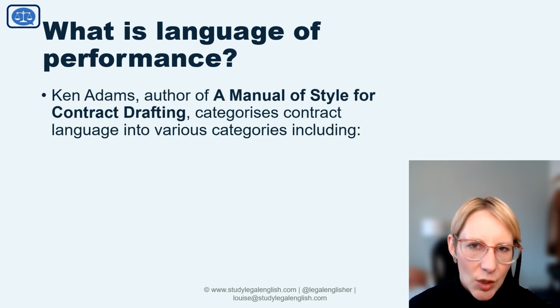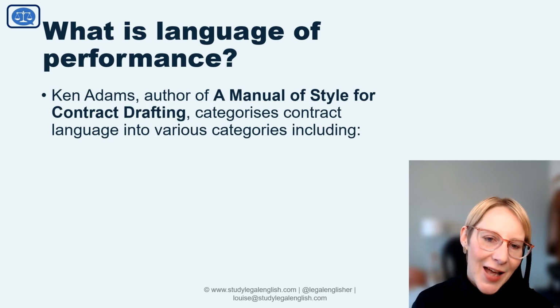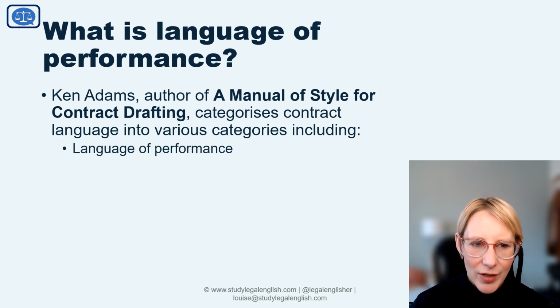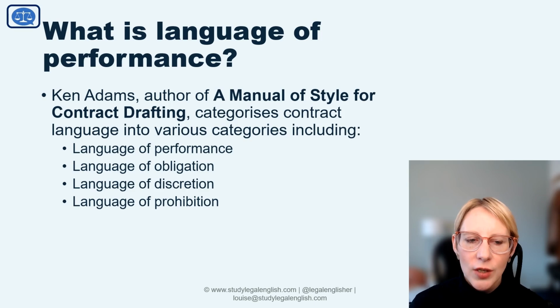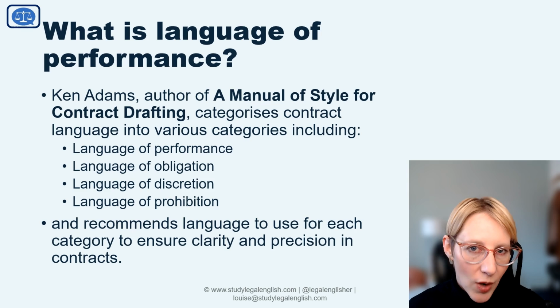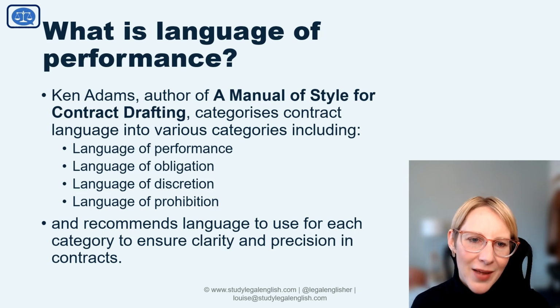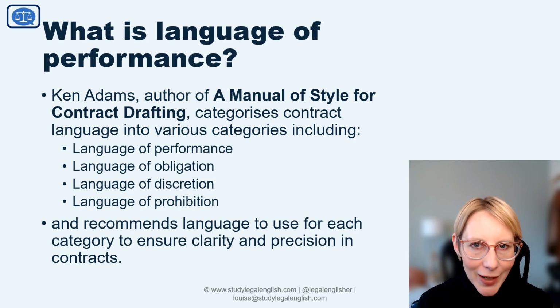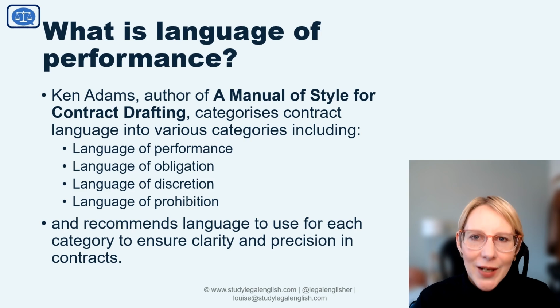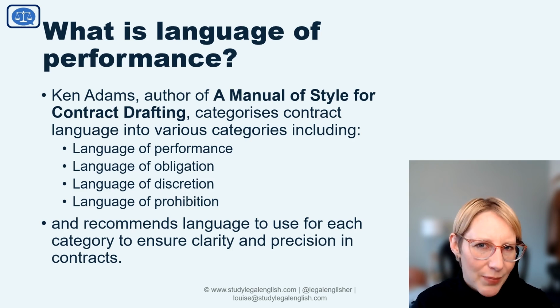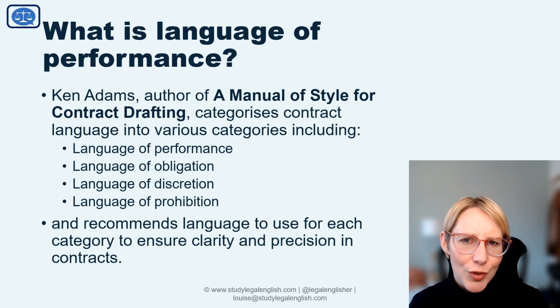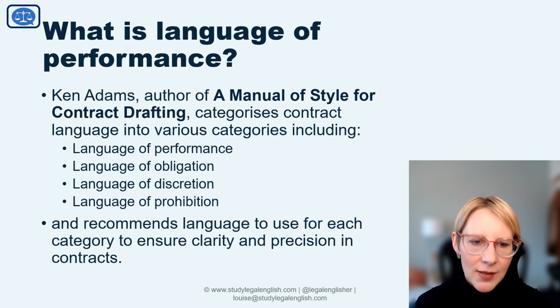So Ken Adams, he's the author of a manual of style for contract drafting. He categorizes contract language into various categories, including language of performance, as I just mentioned, language of obligation, language of discretion, prohibition, and a few other categories as well. And he recommends that, within your contract, you're always using language for a specific thing, and that you should be very methodical with the type of language you use when you're drafting your contracts to be as clear, as precise as possible. So he recommends language verb structures to use for each of these categories.